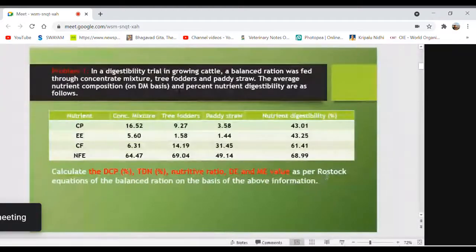Actually, Rostock equations are there. These are regression equations, and on the basis of digestible nutrient percentage, actually we can calculate the DE and ME value of the feed of the balanced ration on the basis of the above information. So this type of question is there. Suppose the question is there, how will we solve it? So regarding that, I will discuss.